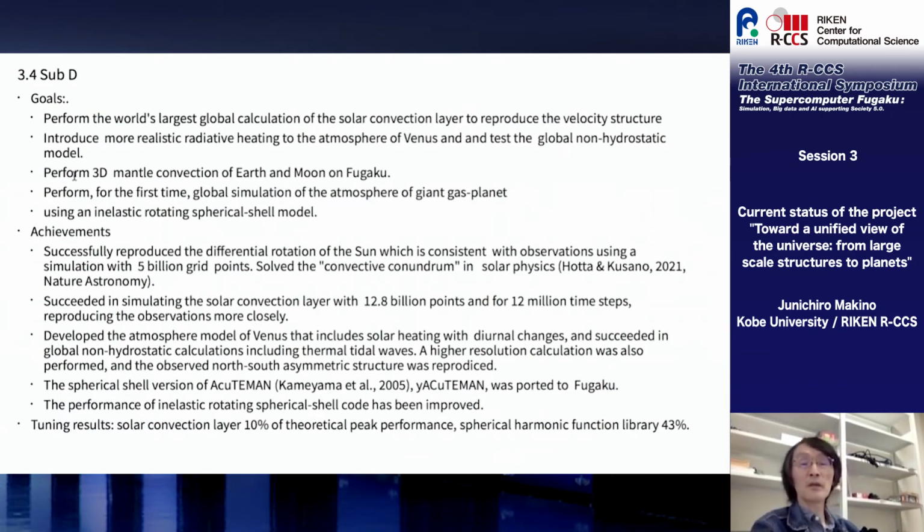shortly. And for subject D, the goals are to do the large scale solar convection layer simulation, which is to reproduce the velocity structure of the observed sun. And for the Venus atmosphere, we introduced a more realistic heating scheme and perform the global non-hydrostatic model. And for the mantle convection, we try to model Earth and Moon using the full 3D code.